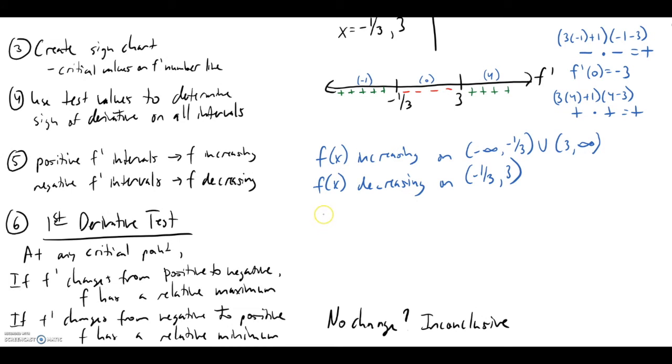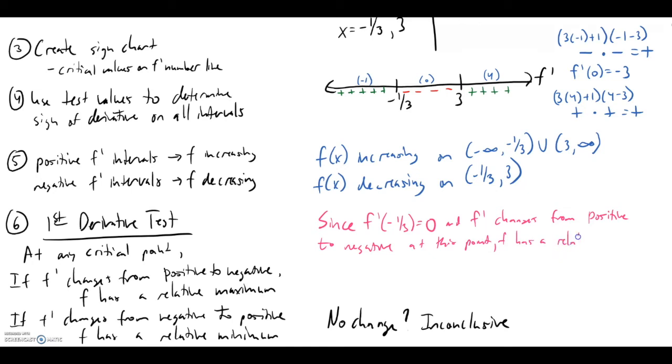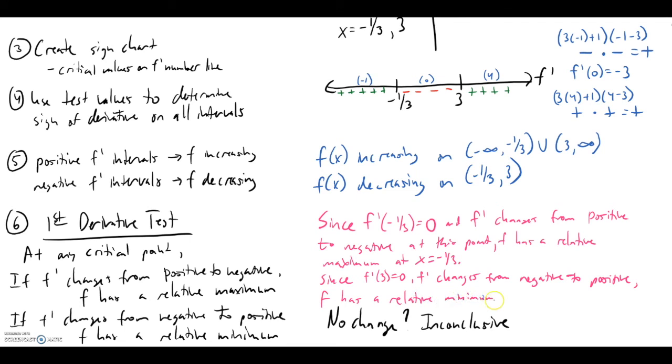So to finish up, applying the first derivative test to our function, note from our sign chart that since f prime of negative 1/3 equals 0, and f prime changes from positive to negative at this point, by the first derivative test, our function f has a relative maximum at x equals negative 1/3. And we had another sign change. So since f prime of 3 equals 0, and f prime changes from negative to positive at this point, f of x also has a relative minimum at x equals 3.